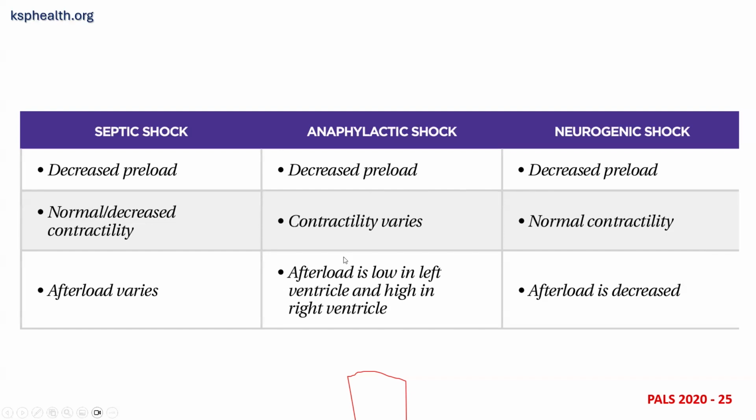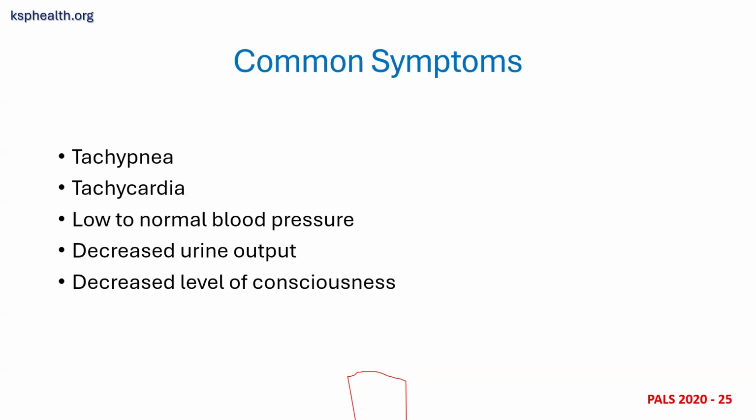But the afterload, again, varies. In septic shock, in warm shock, the afterload is low. In cold shock, the afterload will be high because of vasoconstriction. In anaphylactic shock, afterload is low in the left ventricle and high in the right ventricle. In neurogenic shock, afterload is decreased across the board. So what are the common signs and symptoms? Tachypnea, tachycardia, low to normal blood pressure, decreased urine output, and decreased level of consciousness.